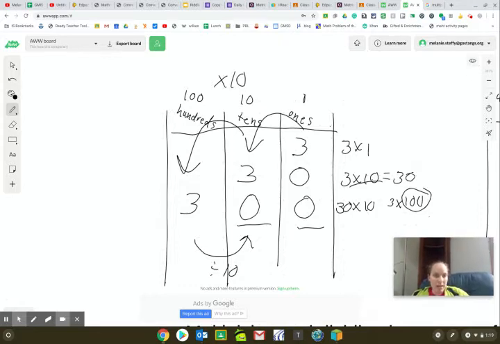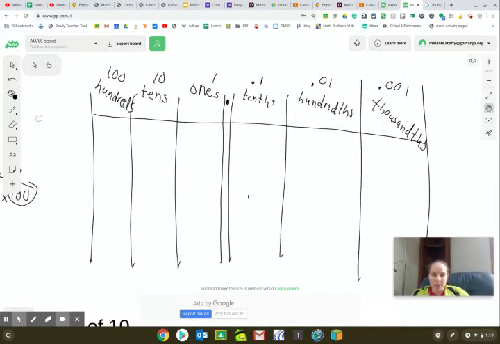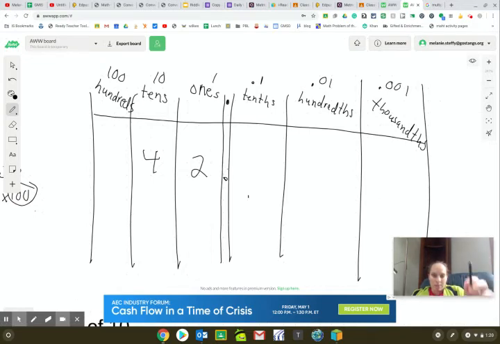Let's take a look at this one more time, except I want to look at this with decimals, since we're going to be looking at decimals today. Here is a place value chart, and let's start with the number 42. If I wanted to make it 10 times greater, all the digits would move one place value to the left. Each time I move one place value to the left, we get 10 times greater. So this would be 420.